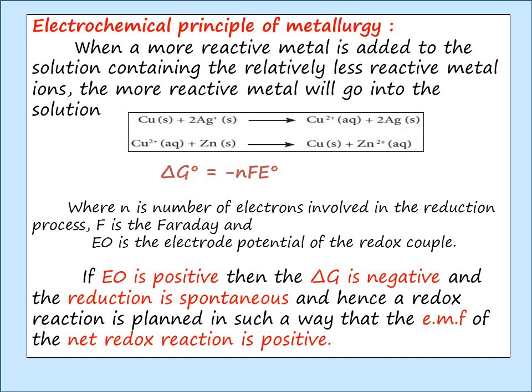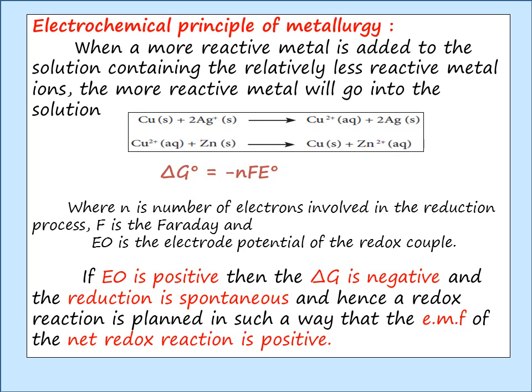What is the electrochemical principle of metallurgy? Already we know that delta G is equal to minus nFE naught, where E naught is nothing but the electrode potential of the coupled reduction reaction. If the E naught value is positive, then obviously delta G naught will become negative. If delta G naught is negative, then the reaction is spontaneous. So, when you mix two reactive metals, the reaction is coupled in such a way that the EMF of the net redox reaction becomes positive. If the E naught value is positive, delta G will be negative, and the reaction is spontaneous.